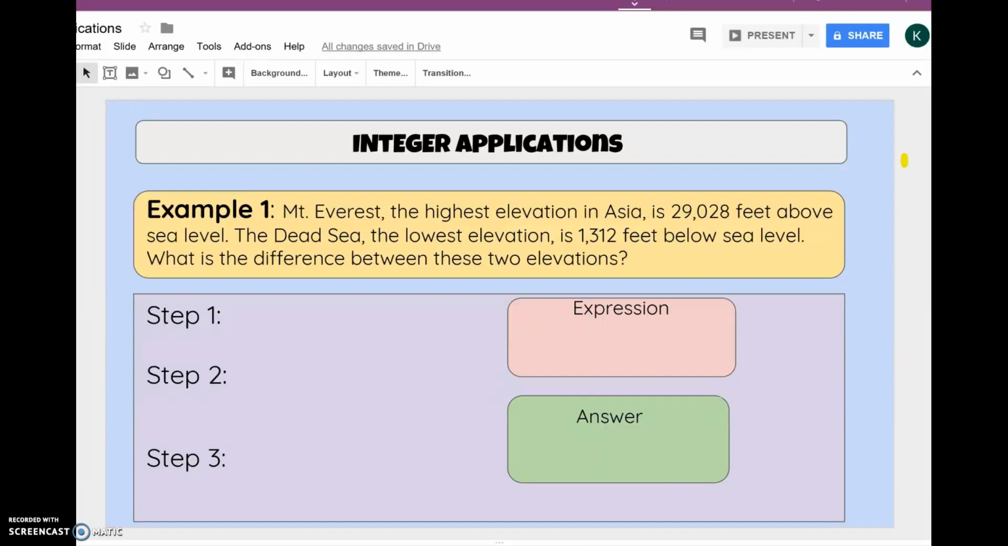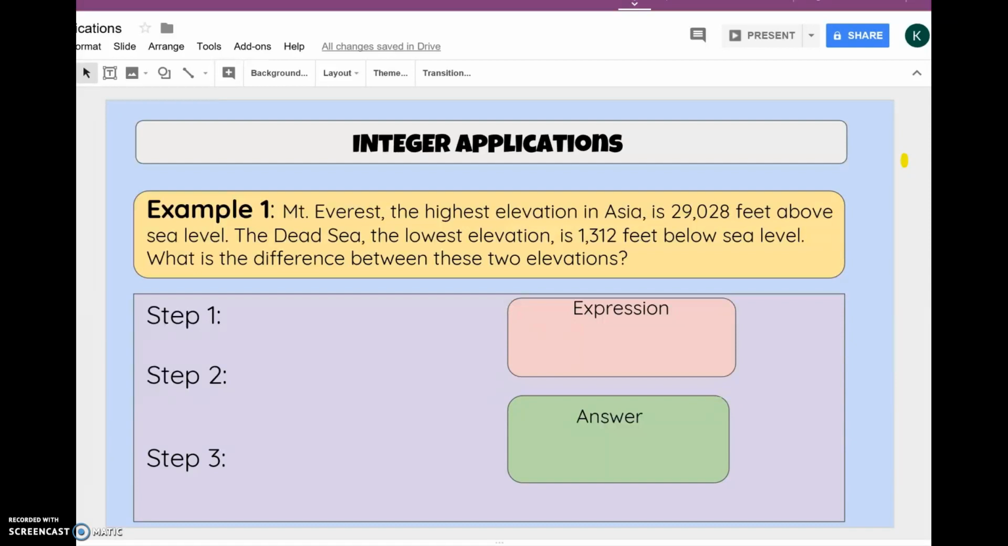Hey guys, so the purpose of knowing our integer rules is so we can use them in real life. So, for example, let's read this problem. Mount Everest, the highest elevation in Asia, is 29,028 feet above sea level. The Dead Sea, the lowest elevation, is 1,312 feet below sea level. What is the difference between these two elevations?